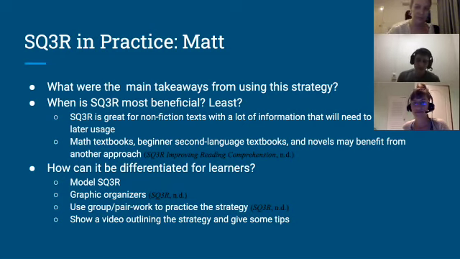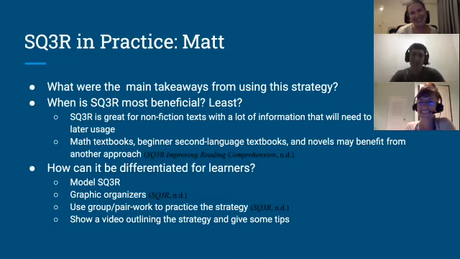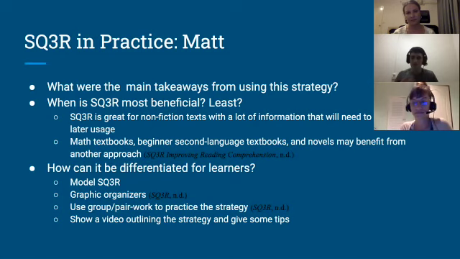In terms of when SQ3R is most beneficial, just rolls off the tongue. I think it's most beneficial for nonfiction texts, like the one we read, the very dense things with a lot of information that will need to be pulled out and remembered for later use. I saw a lot of people not recommending it for math textbooks because they're focused on formulaic problem solving. And it might just be better to problem solve as you go about that.